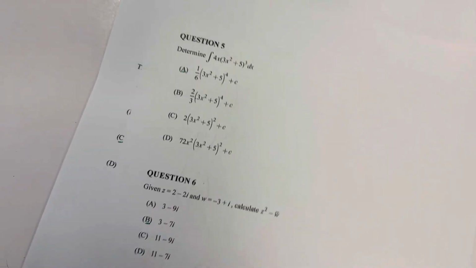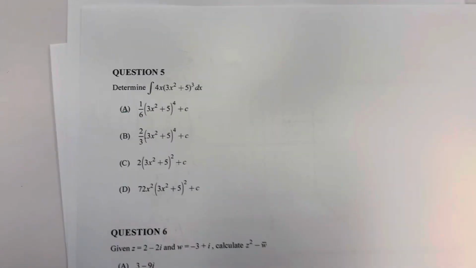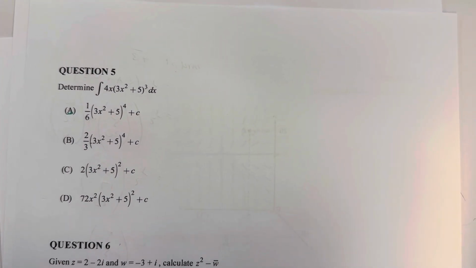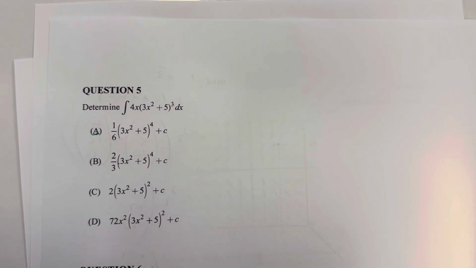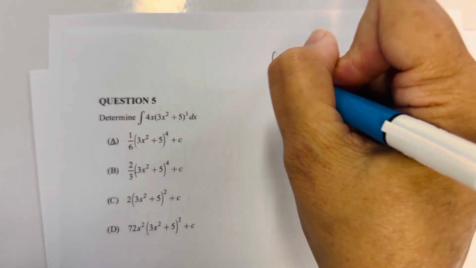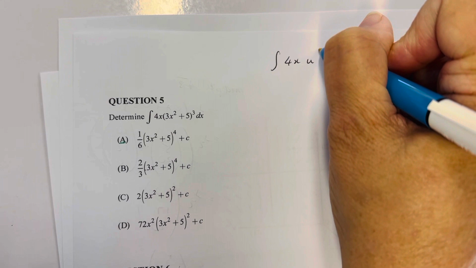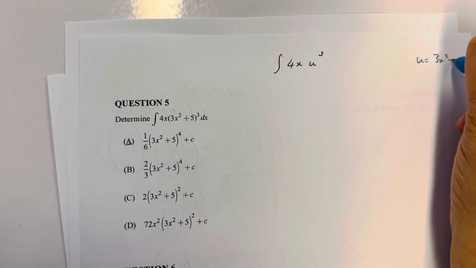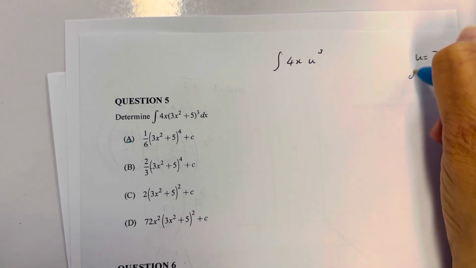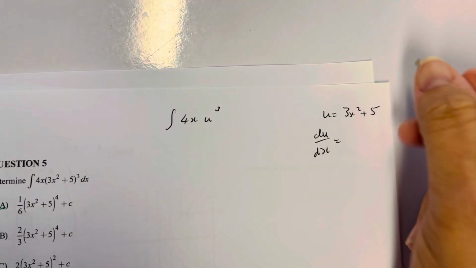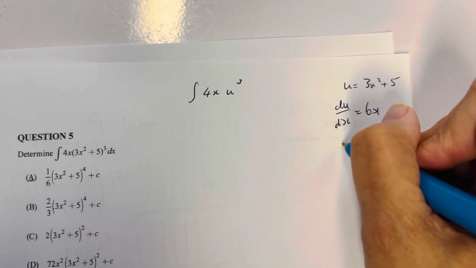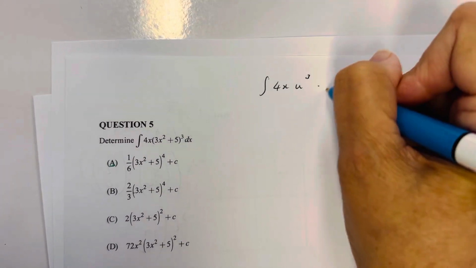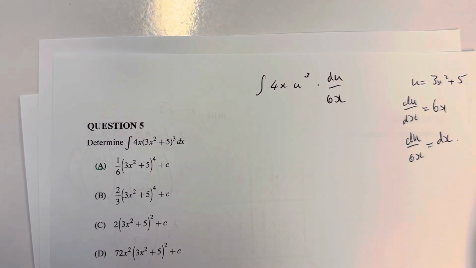And then we have question 5. Question 5 is to determine that integral. It's going to be a substitution integral. So I'm going to go, that's 4x u cubed. Now u equals 3x squared plus 5, so du/dx equals 6x, so du over 6x equals dx. I'm going to put in here du over 6x.